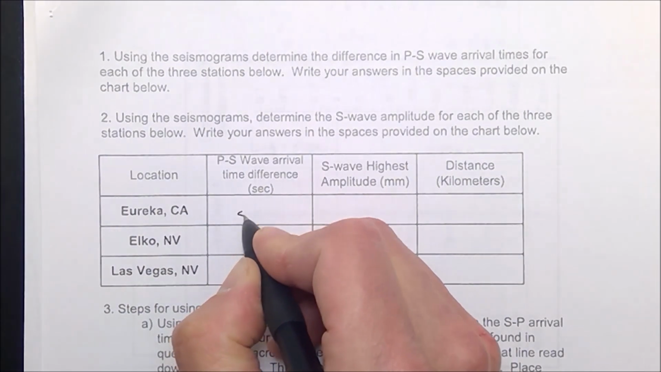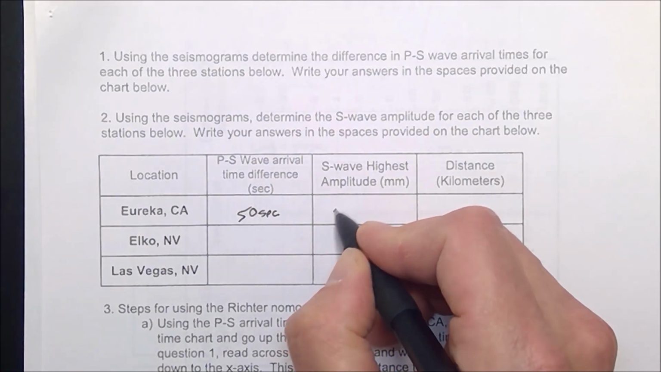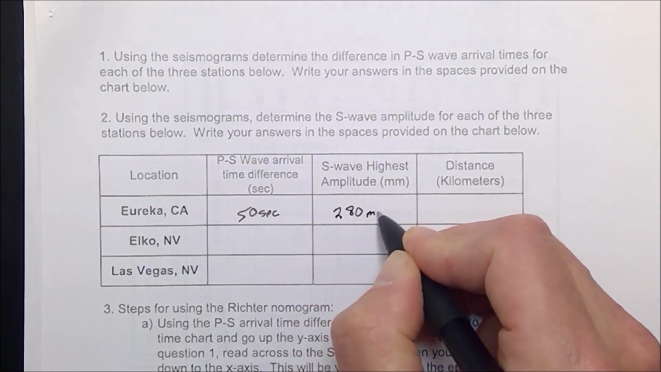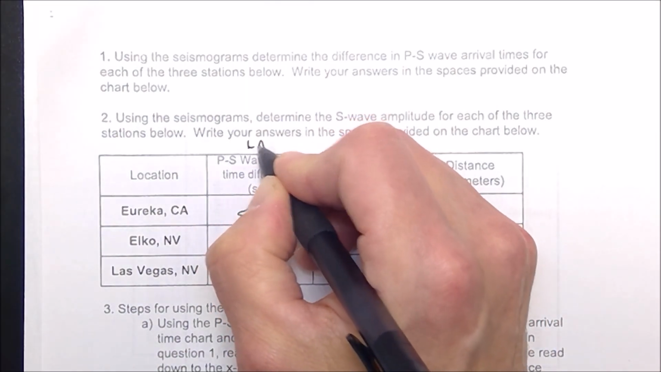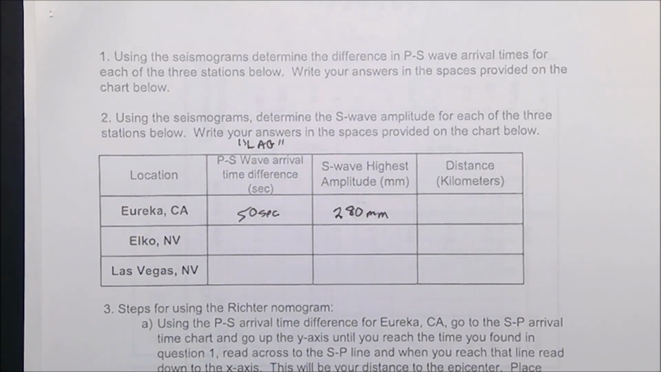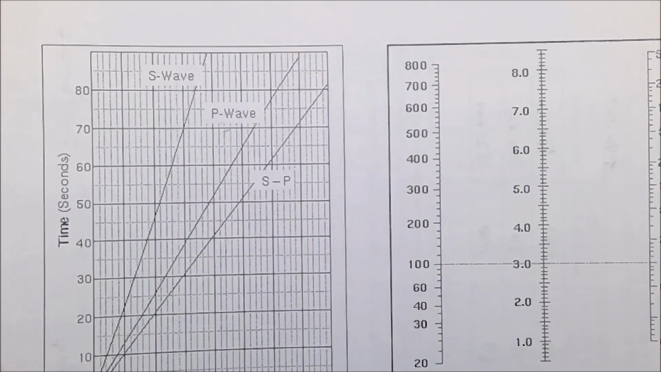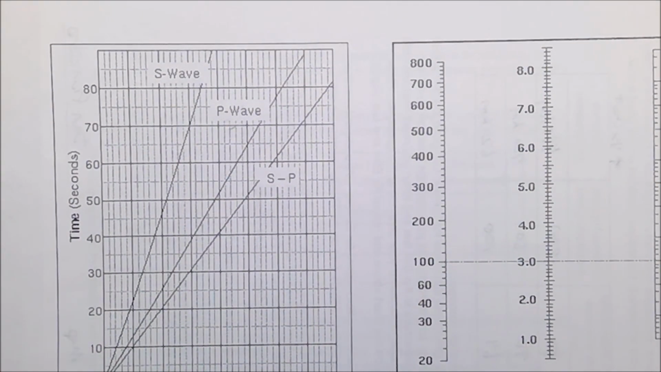So we're recording that data onto the chart under step 2. We've got a 50-second difference, and then the maximum amplitude for the S wave was 280 millimeters. So this column is the lag between the P wave and the S wave. To find the distances, traditionally we would use the P and S wave chart on the Earth Science reference tables, but these are closer to the epicenter. So what you're going to have to do is use the chart that's provided with the lab. This chart is going to be here next to the Richter Nomogram.